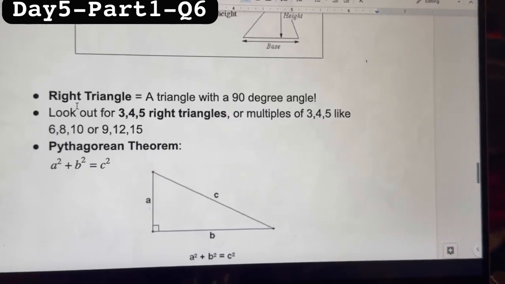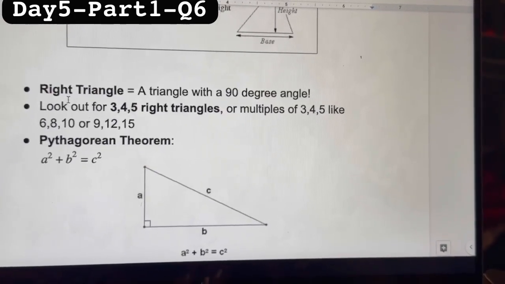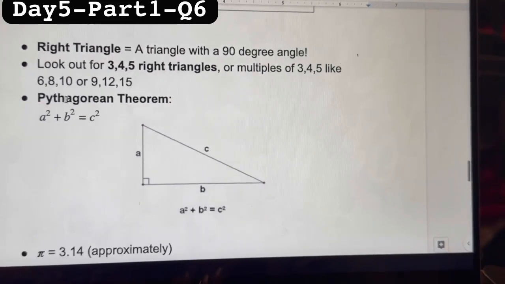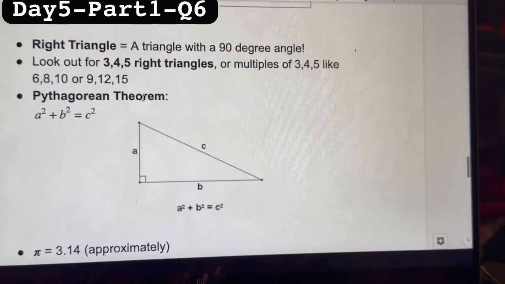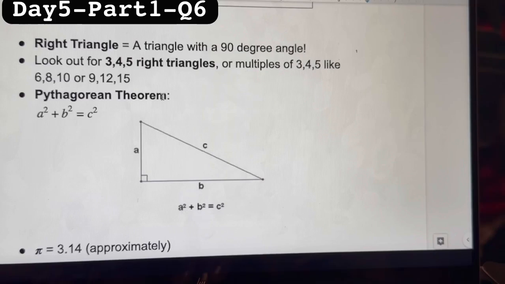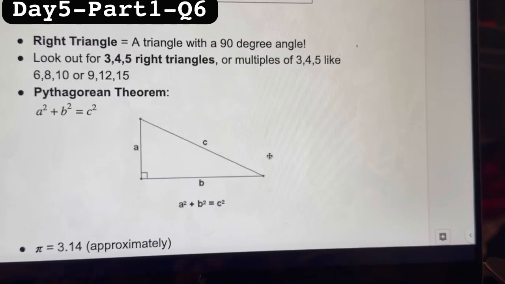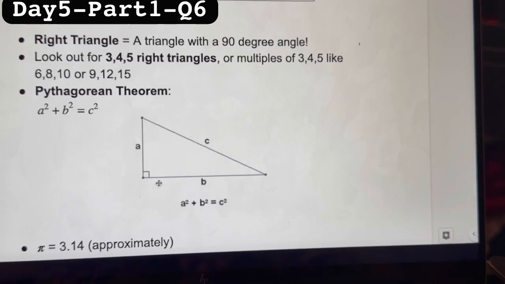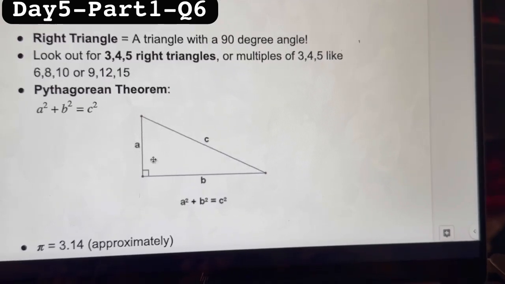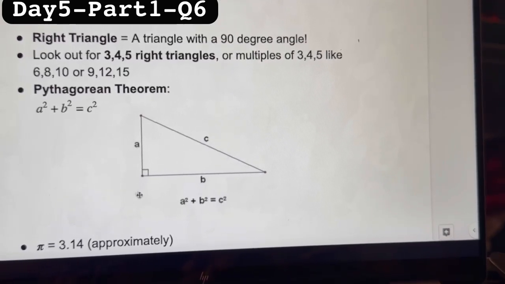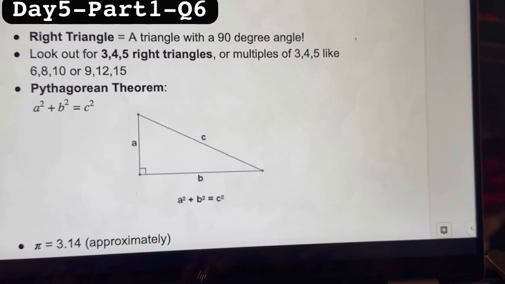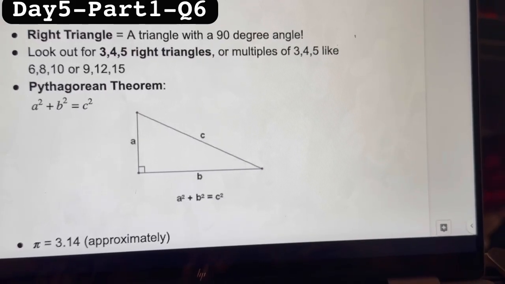Do you see it? A right triangle is a triangle with a 90-degree angle. We're going to talk about the Pythagorean theorem here in just a minute, but that's a right triangle right there in the Pythagorean theorem example. See that 90-degree angle in the corner? It's like a square fits in there perfectly. That's a 90-degree angle, and that's exactly what a right triangle is. So you've got to know that.